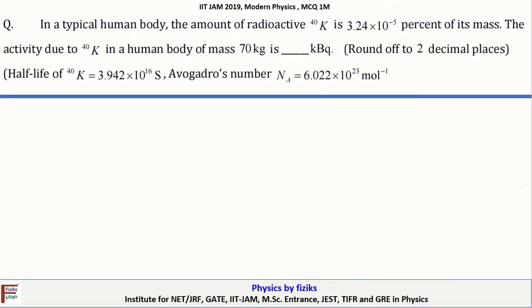In a typical human body, the amount of radioactive 40K is 3.24 times 10 to the power minus 5% of its mass. The activity due to potassium 40 in a human body of mass 70 kg is, in terms of kilo becquerel, where half-life of potassium is 3.942 times 10 to the power 16 seconds and Avogadro number is 6.022 times 10 to the power 23 per mole. Solution.